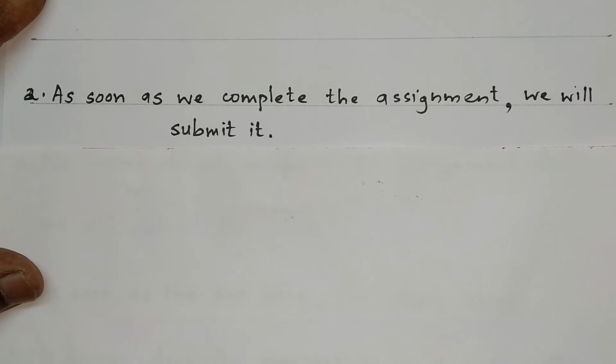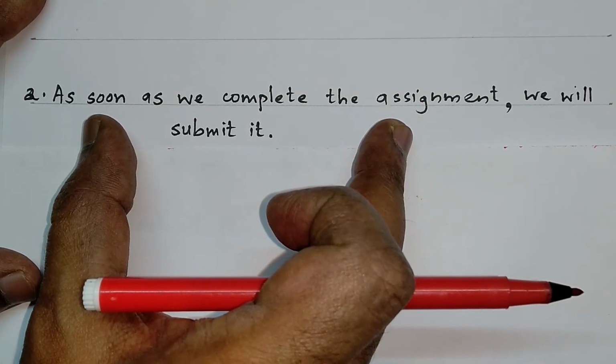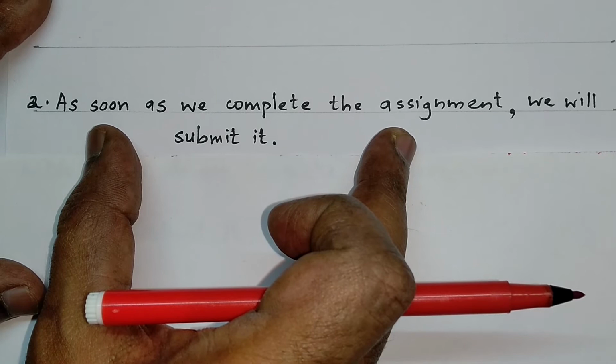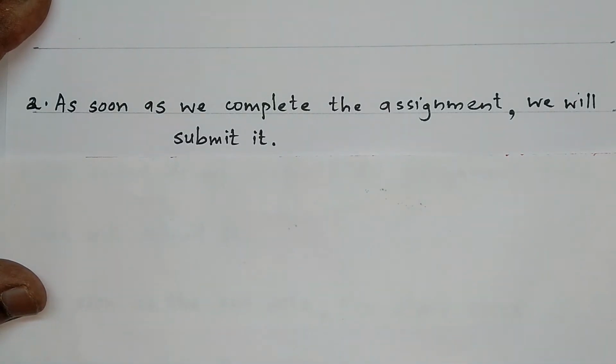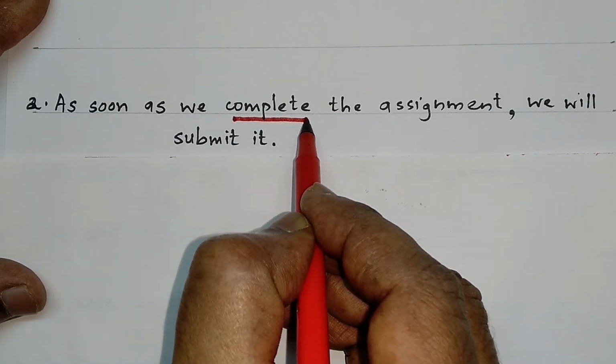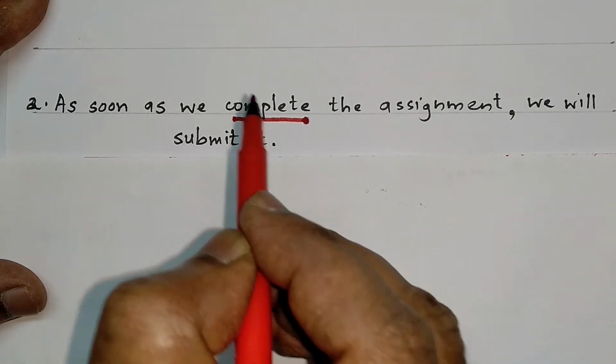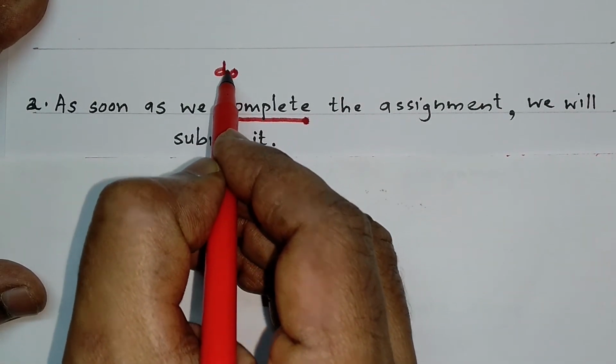As soon as we complete the assignment, we will submit it. Here again, in the as soon as part of the sentence, the helping verb is not present. So, we have to assume "do" or "does". Look at the verb. The verb is "complete". It does not end with s, ies or es. So, we have to assume "do".